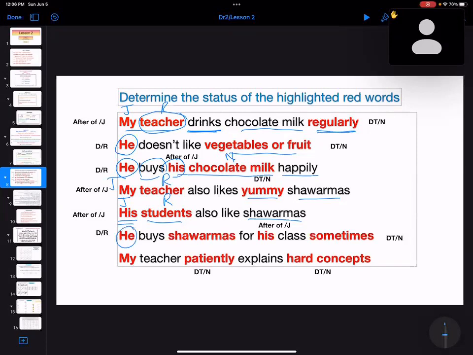Next one, he buys shawarma for his class sometimes. Again, he is the main subject. Buys is the action. Buys what? Shawarma. So this is basically the detail, nasab. And then for his class, class is going to be jar, detail. And his is going to be jar, because it's showing belonging. And then sometimes is basically nasab, the detail.